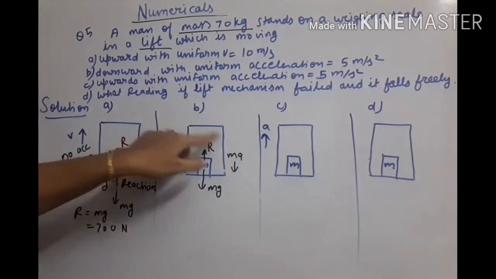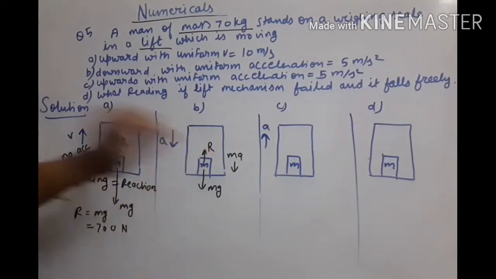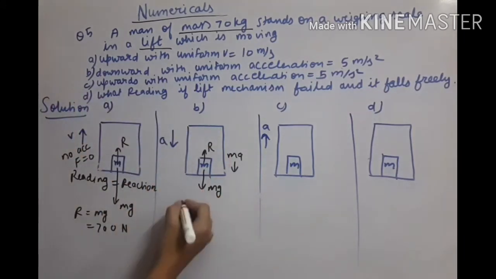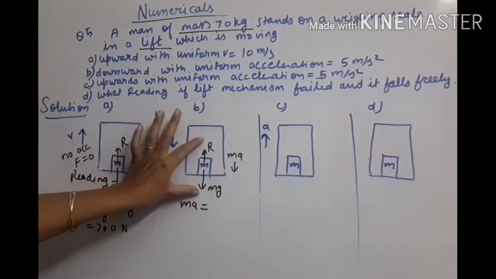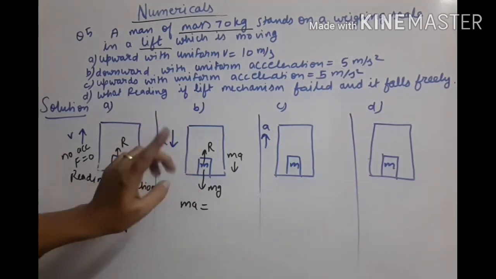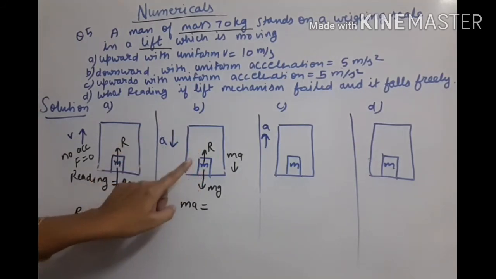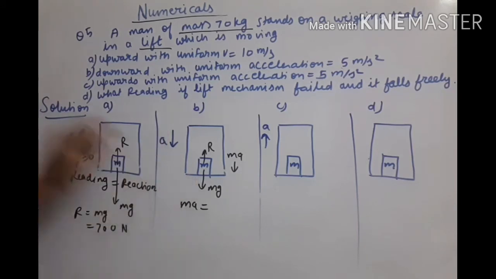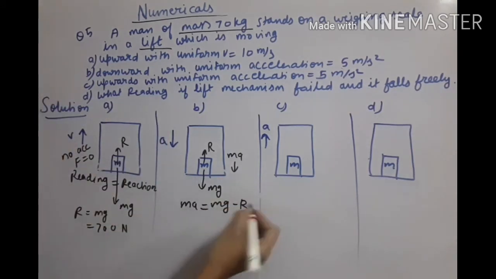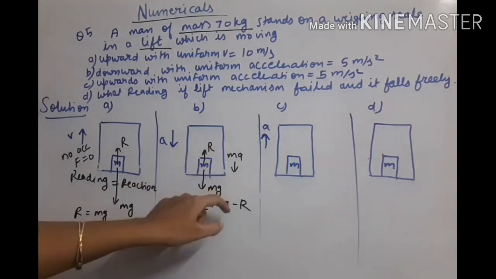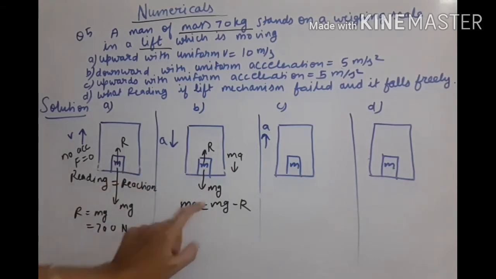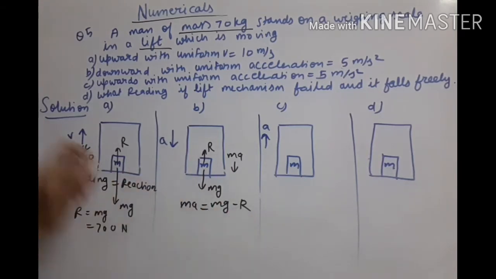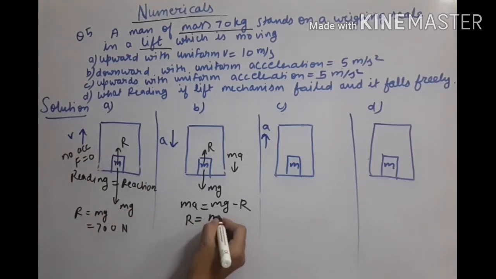Now our target is to find this R, which is the reading of the weighing scale. How to get the reading? We will make the equation of ma. ma is downward, which is the resultant of these two. R and mg are opposite, so we will subtract them. But from which force do we subtract? We subtract R from mg, because the ma direction is downward, that means mg is bigger. So mg minus R is equal to ma, but our target is to find R. So R will be equal to mg minus ma, with ma shifted here.